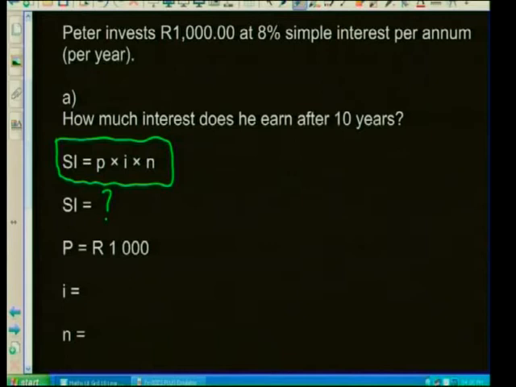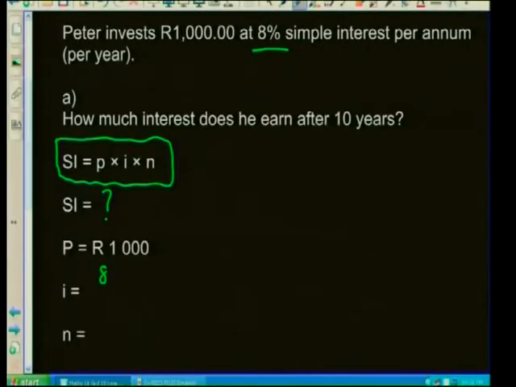I know my P is 1,000. How do I know that? I know that because it's the amount I'm putting into the bank. R stands for my interest. What's my interest, folks? Here it is, 8%.